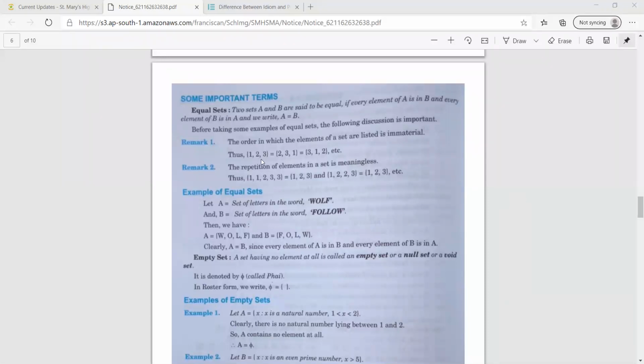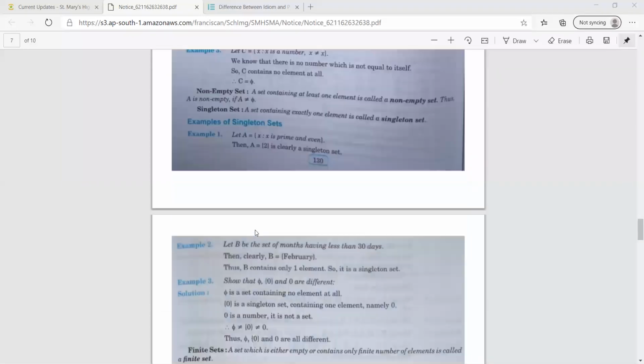So whether one of the sets is 1, 2, 3 or 2, 3, 1 or 3, 1, 2 or 3, 2, 1, all that doesn't matter. Next, even if there is a repetition of elements, it doesn't matter, like it is meaningless. Like if it is 1, 1, 2, 3, 3, it means this set consists of 1, 2, 3, only 3 elements. Okay, so this is equal to 1, 2, 3. And if it is 1, 2, 2, 3, this also means 1, 2, 3. So repetition is meaningless. Okay, then this also we had done the other day. So that is the meaning of empty set, equal sets.